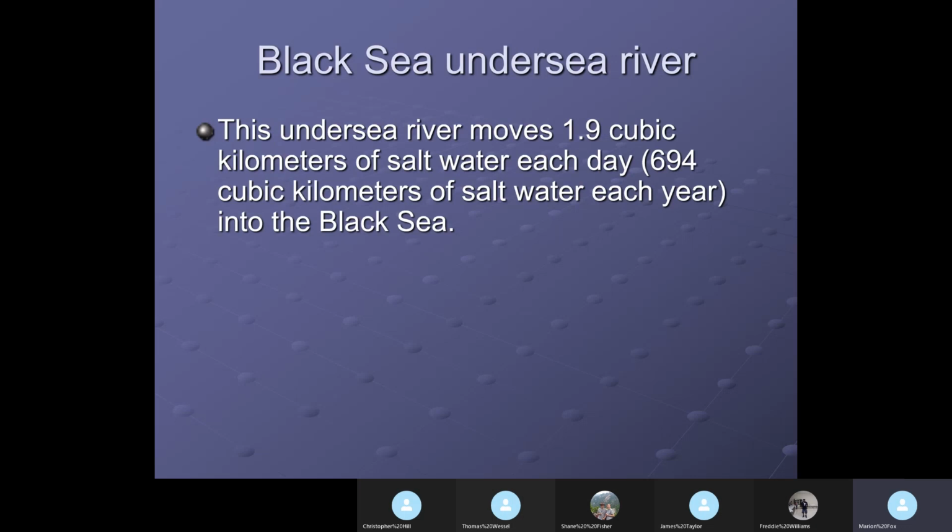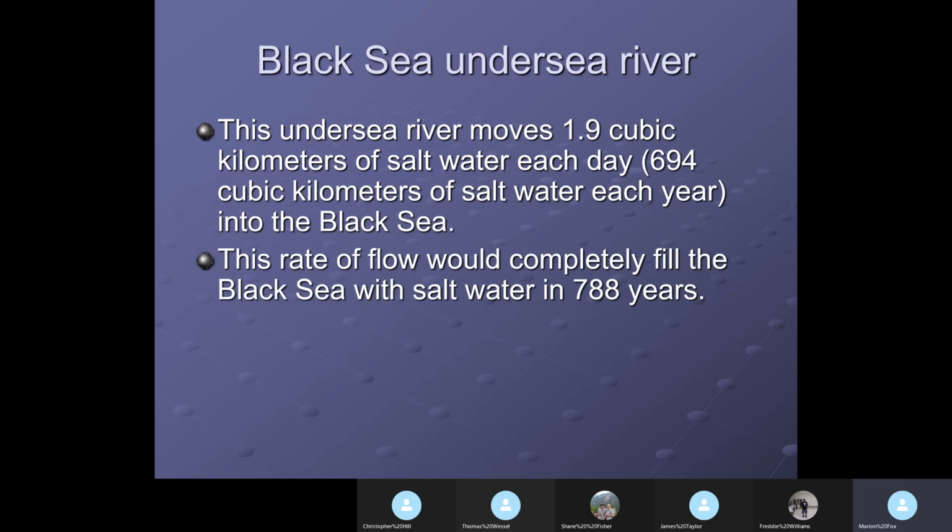This undersea river moves 1.9 cubic kilometers of salt water each day, 694 cubic kilometers of salt water each year into the Black Sea. That's a bunch. That's the cubic kilometers. And a kilometer is about 0.6 of a mile. The rate of flow would completely fill the Black Sea with salt water in 788 years.